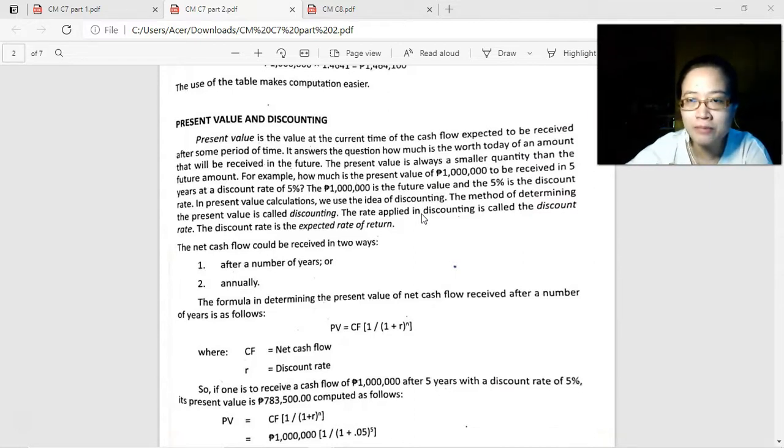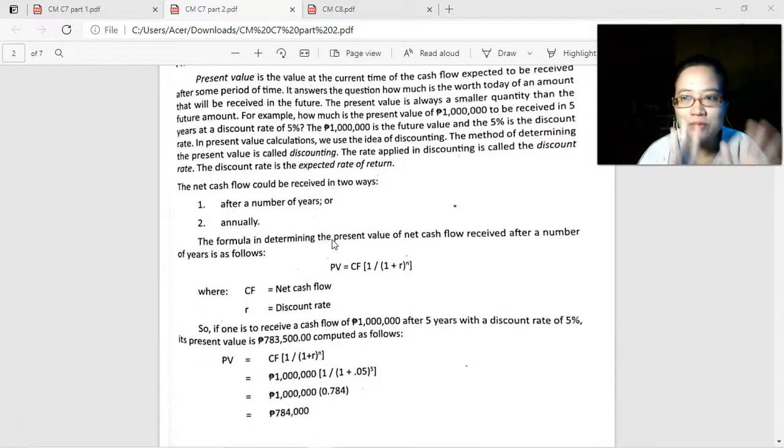So parang kapag available ay yung amount ng future value, parang dinidiscount mo siya to get the amount of the present value. Okay? The method of determining the present value is called discounting. The rate applied in discounting is called the discount rate. The discount rate is the expected rate of return. Diba?